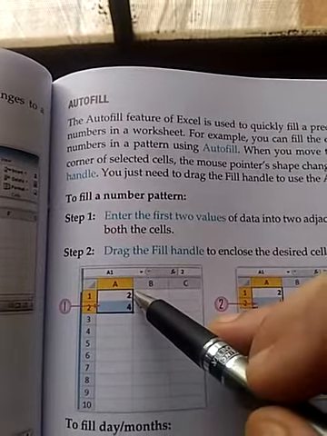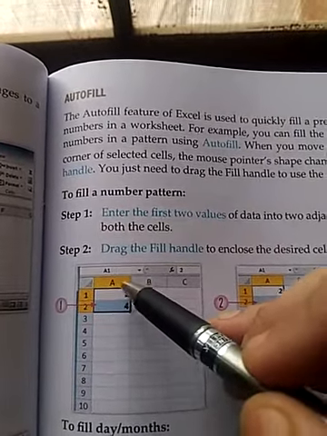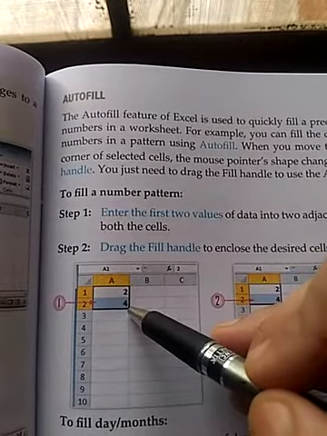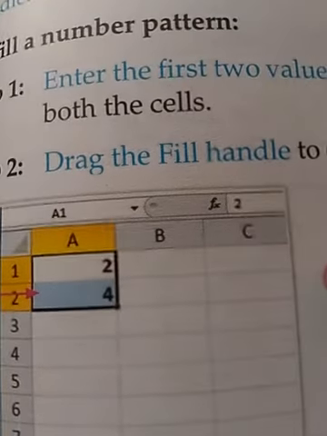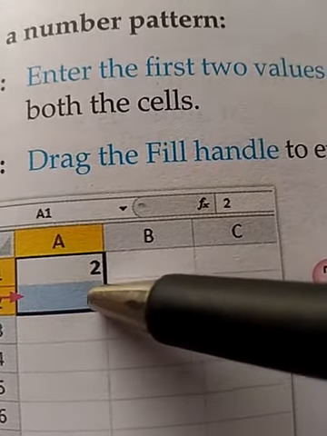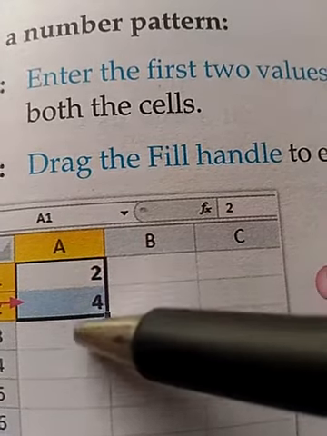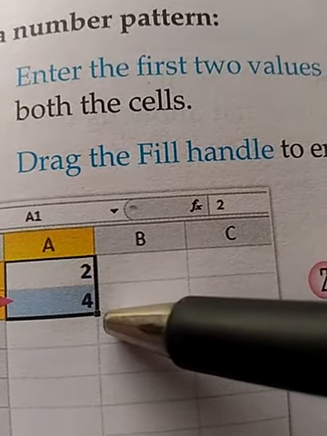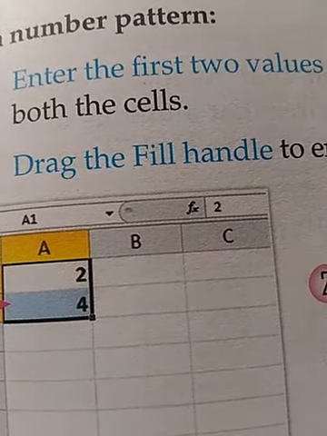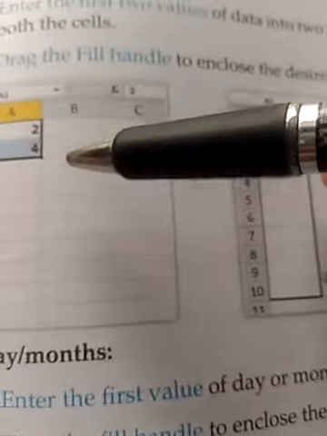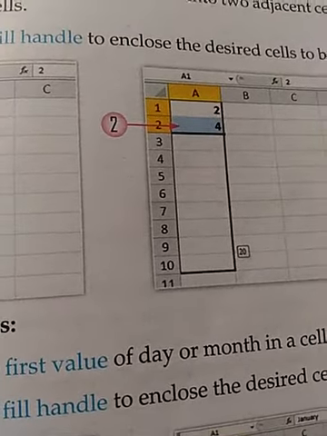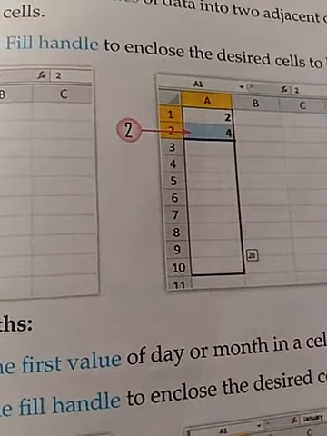So if we want to fill the even numbers, first in the first cell we put 2 and in the second cell we put 4. After that, move your mouse to the corner of the cell, here. As soon as you place your mouse on this square button, your mouse will become plus in shape, like here, this plus shape. Just hold your mouse and drag it to the desired cell.